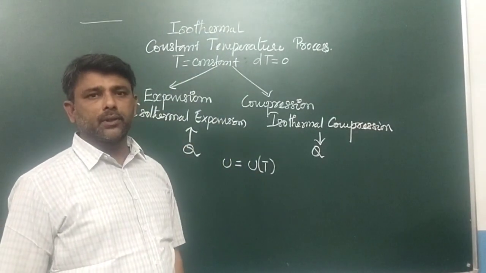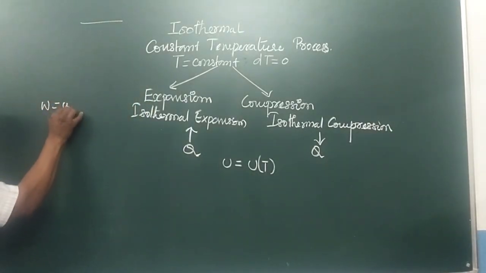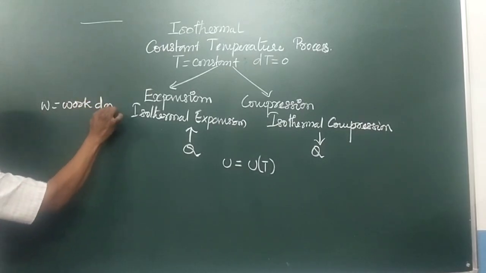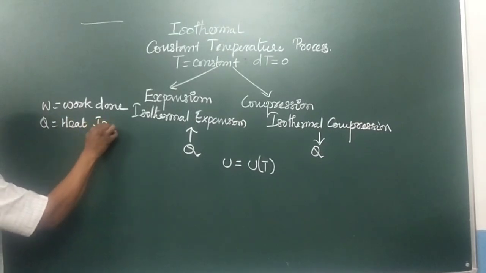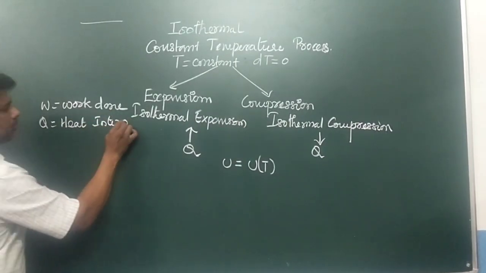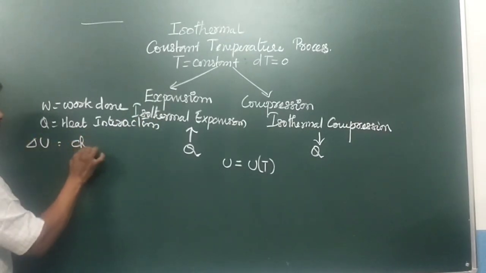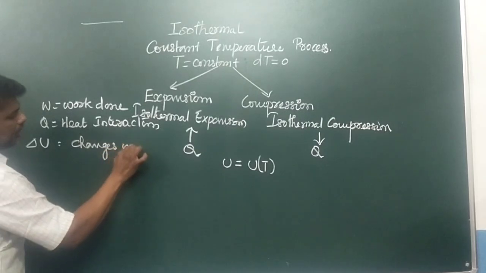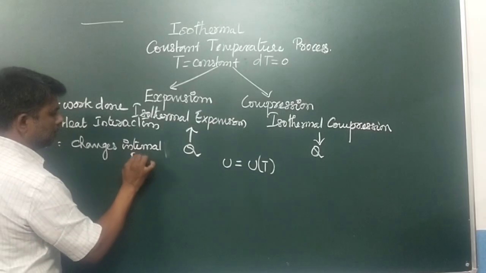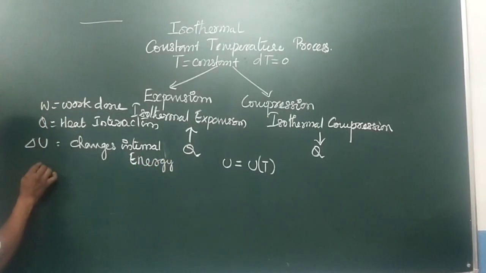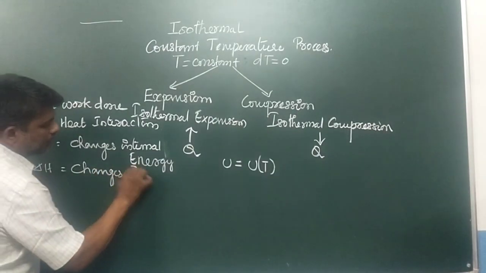Now I am going to discuss work done, heat interaction, changes in internal energy, and changes in enthalpy for the isothermal or constant temperature process. First one is work done. Another one is Q, heat interaction. Third one is changes in internal energy. Fourth one is changes in enthalpy.